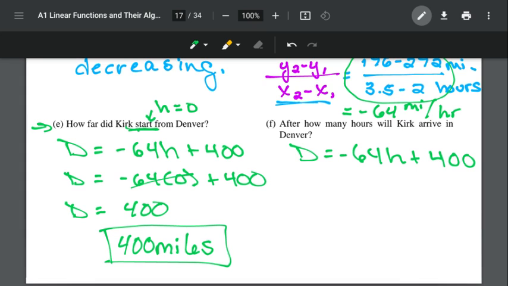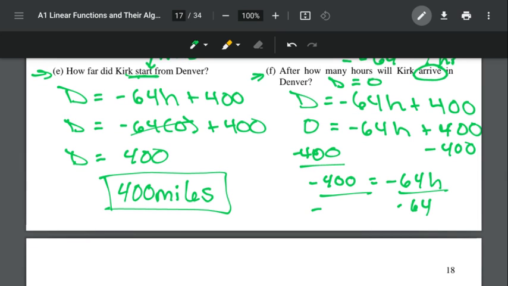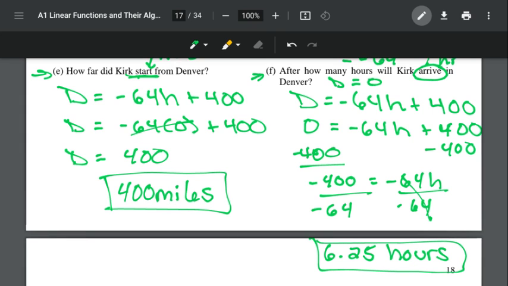Now for the next one, after how many hours will Kirk arrive? So when he gets to Denver, he's actually 0 miles from Denver. So this time I'm going to put a 0 in for the D, and we're going to solve for the H. So think back to our solving equations practice. I'm going to subtract 400 on both sides. 0 minus 400 is negative 400, equals negative 64H. Divide by negative 64. So I get 6.25. So it took him about 6.25 hours, 6 hours and 15 minutes. That is a very long drive.